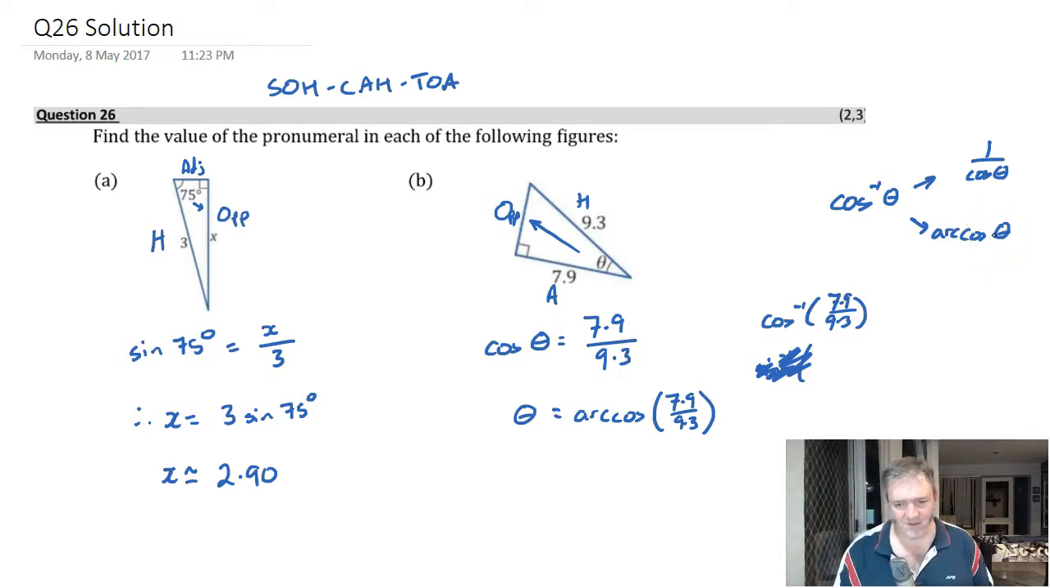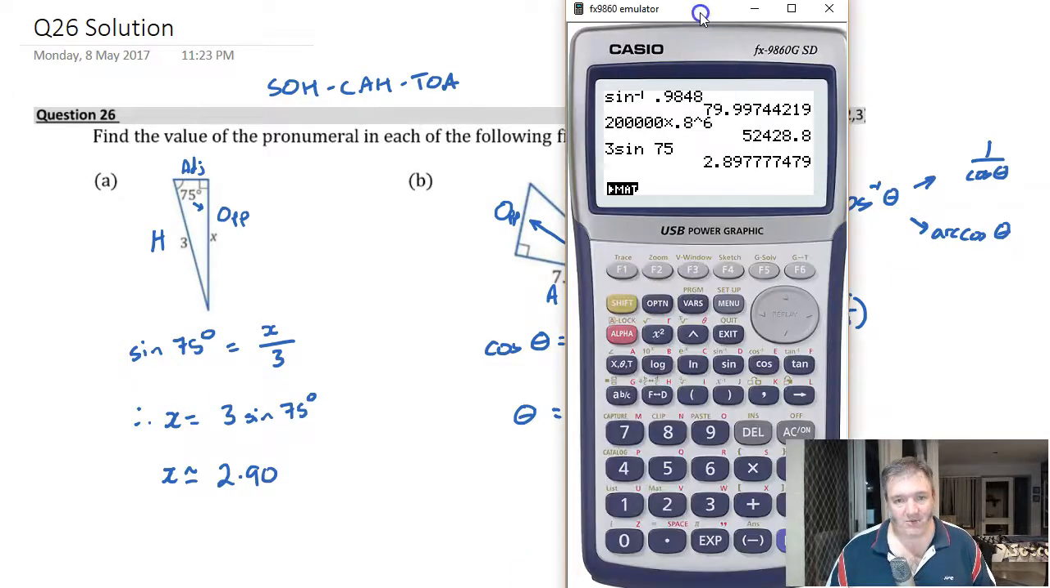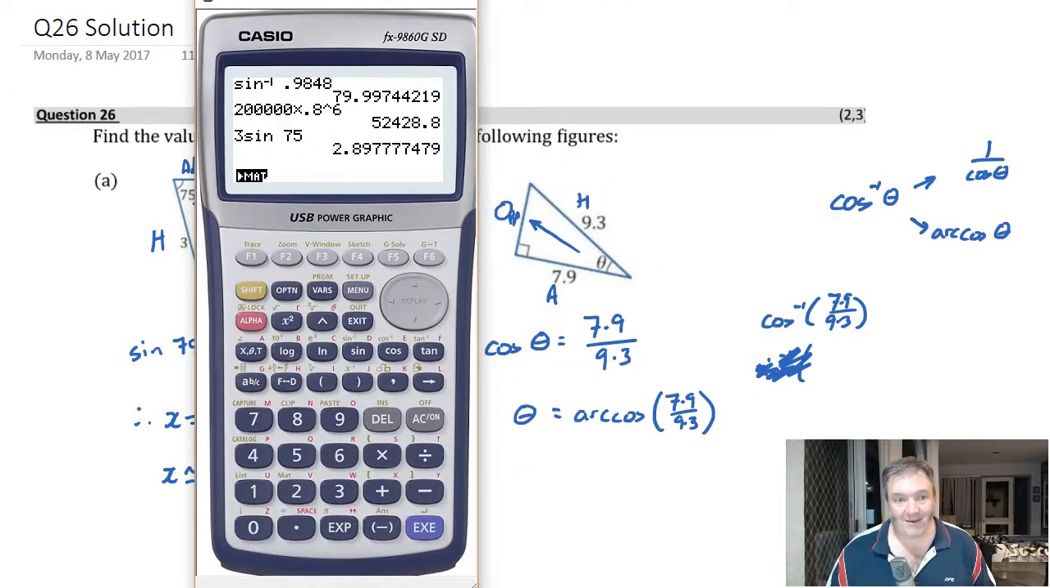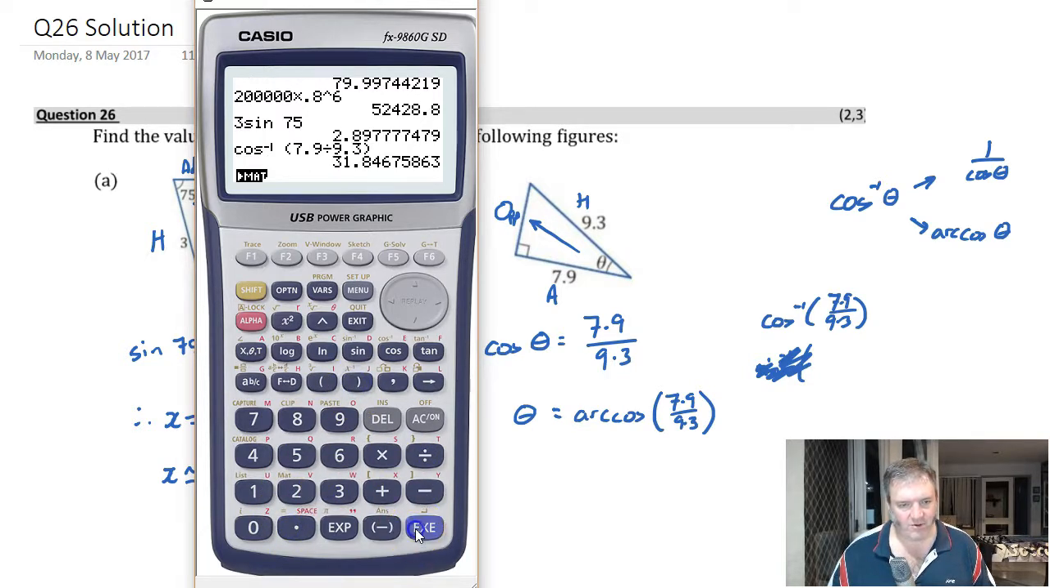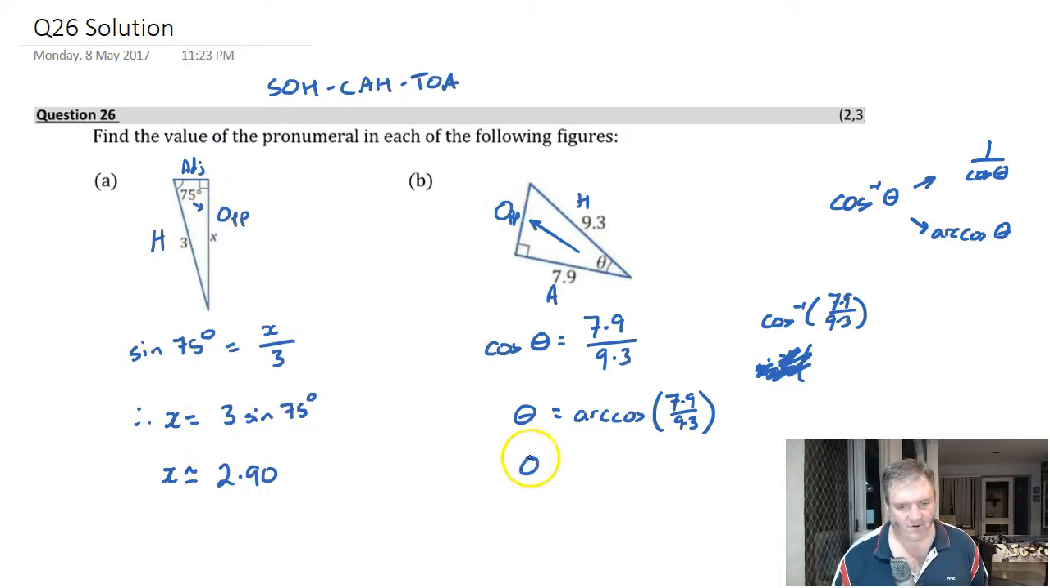So, make your life easy. Majestic arc cos. I probably won't win many of you over with that, but I had to say it anyway. Alright, so shift arc cosine of 7.9 divided by 9.3. Close bracket, that was adjacent divided by hypotenuse, and we've got 31.846. Theta is approximately 31.85 degrees.